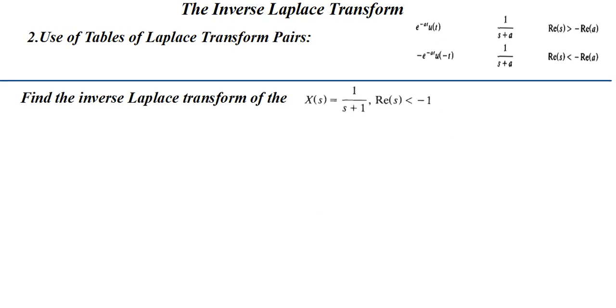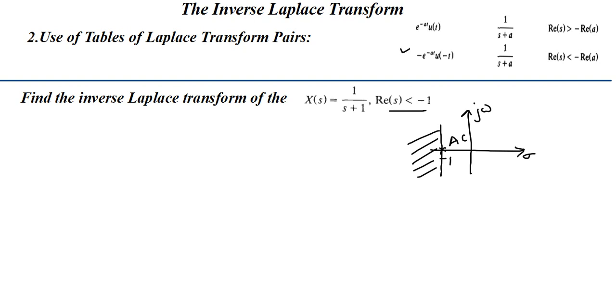Now we will discuss the next question. The same question, but you can see that the ROC is less than minus 1. So this is the s plane, j omega, minus 1, and sigma less than minus 1, or real part of s less than minus 1. This indicates the ROC lies to the left of the pole. So this signal is an anti-causal signal, so we will choose the second option.